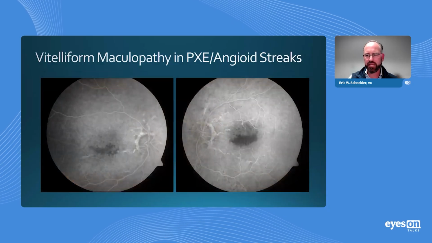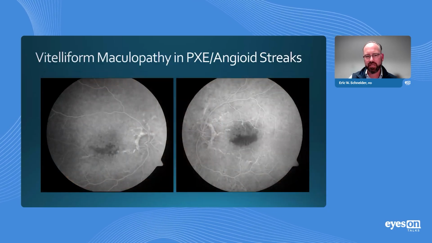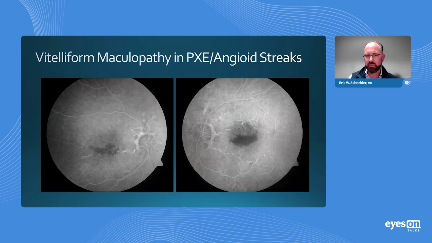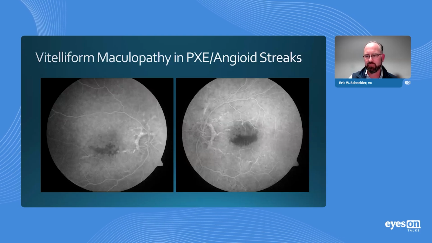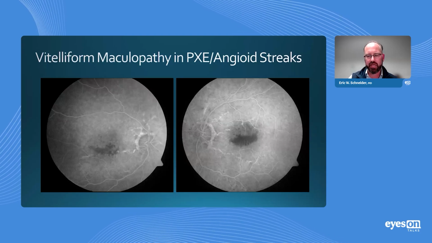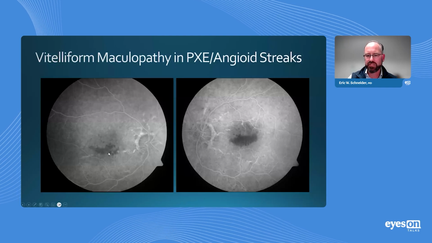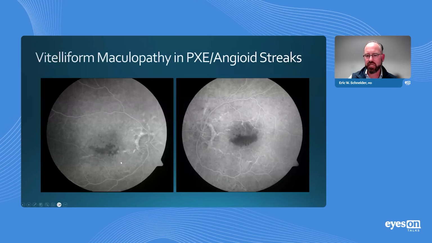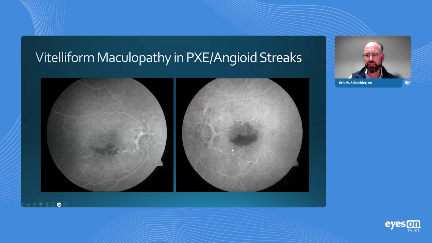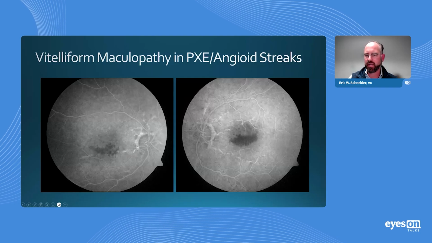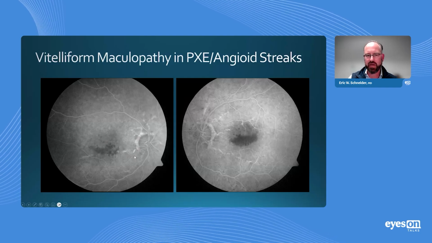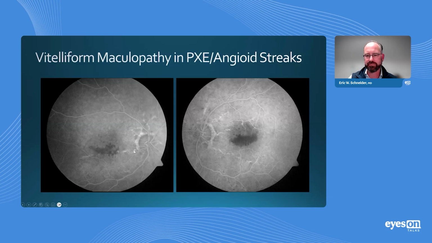I did get an FA in this patient as it was somewhat unclear whether there was truly a CNV present despite the prior treatment at the outside practice. And you see this FA is not particularly informative. We see some blocking, actually, which is interesting, from the vitelliform material in both eyes, as well as hyperfluorescence corresponding to the areas of the angioid streaks.